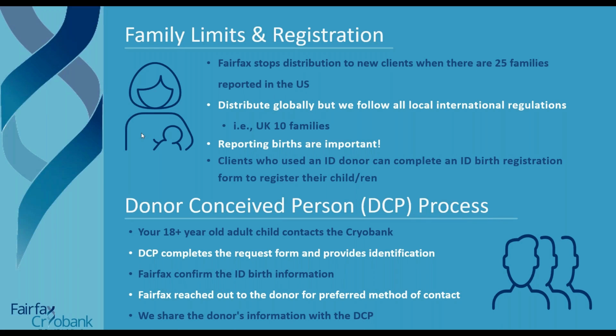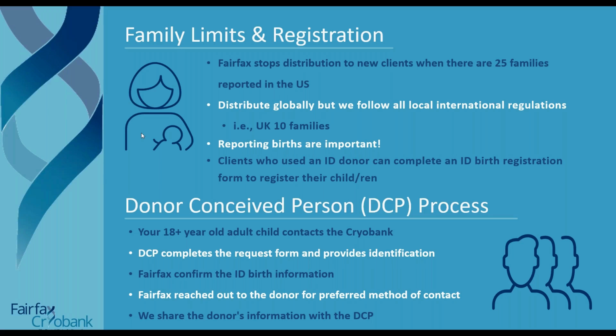So, family limits and registrations. Fairfax stops distribution to new clients when there are 25 family units reported in the US. That's something that we check on a regular basis and monitor very strictly. We do distribute globally. We are able to ship internationally, but we do follow all of the local international regulations.